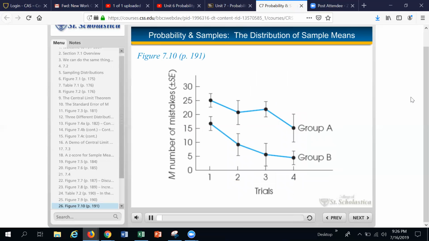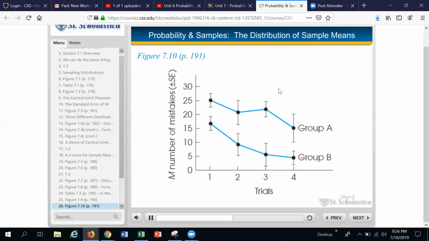In more complex research designs, we might have multiple trials or multiple conditions, as in Figure 7.10. The dots on the lines represent the mean scores on each trial for each of the two conditions, A and B. The whiskers indicate the standard error of the mean. Again, since the whiskers don't touch or overlap for the most part, we have pretty much confidence that Group A really does have higher scores than Group B on each of the trials.